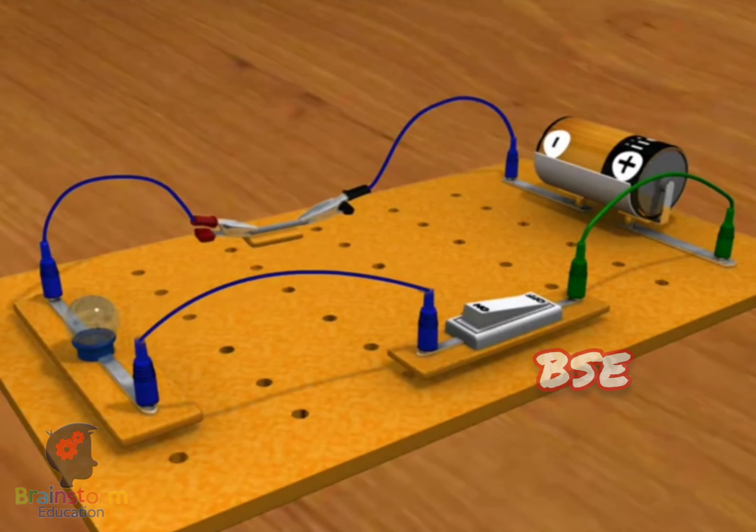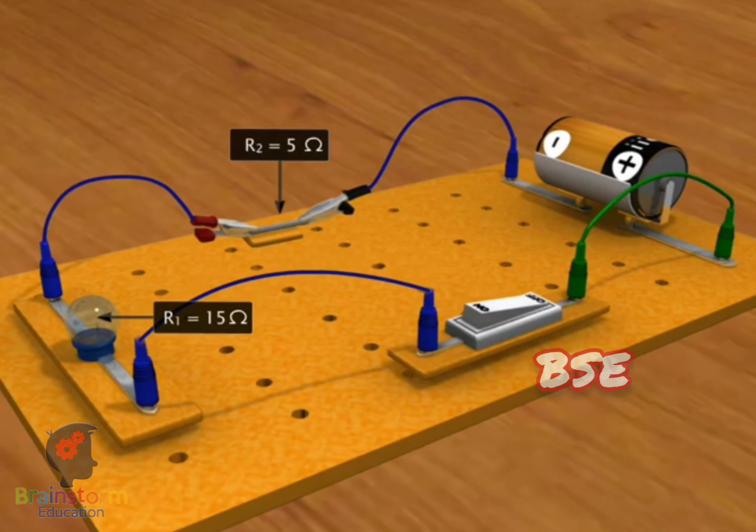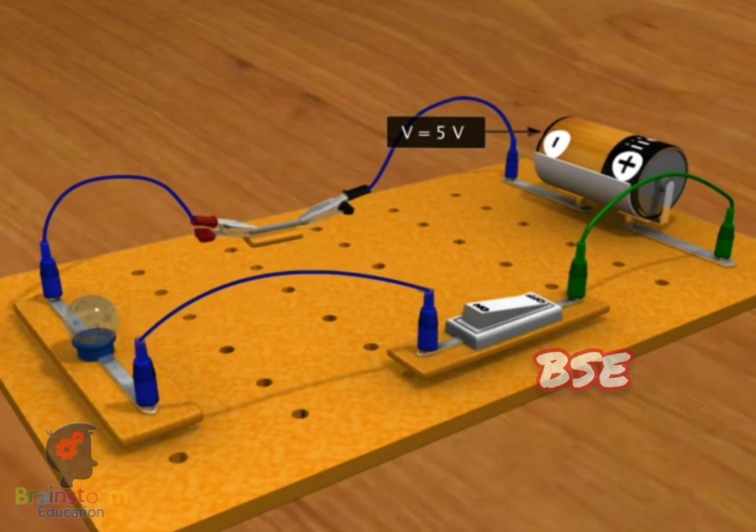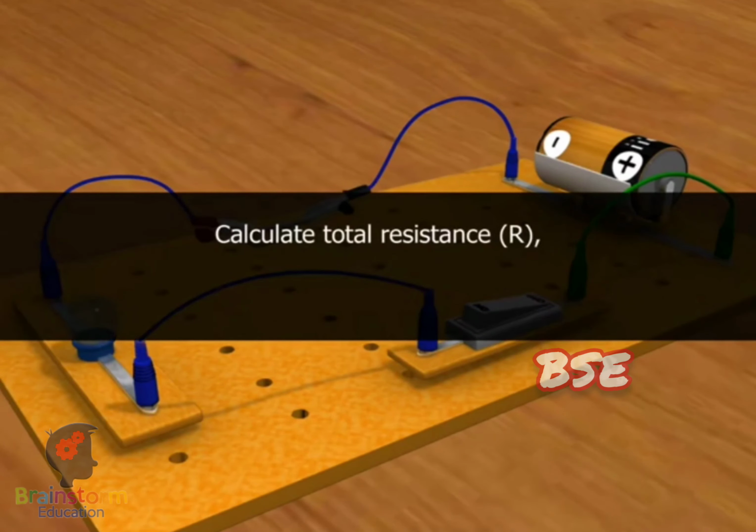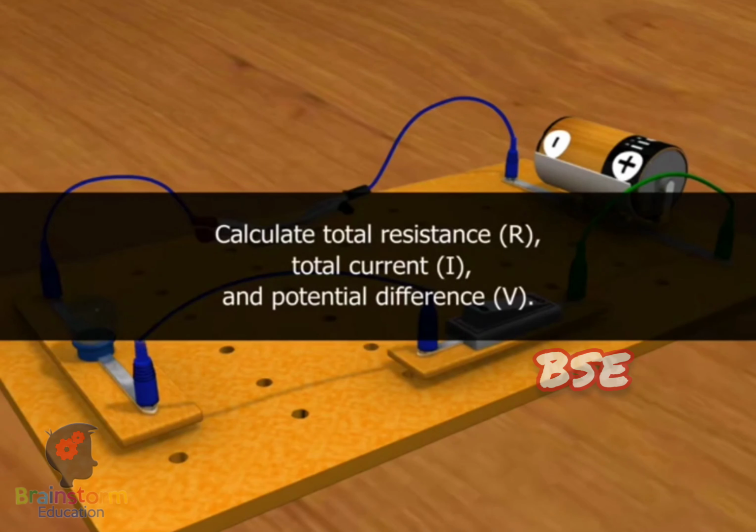Let us do an activity. Consider a torch bulb whose resistance is 15 ohms and a resistor of 5 ohms. Both are connected to a 5-volt battery in a simple connection. Calculate the total resistance of this circuit, the current that passes through it, and the potential difference across the bulb and the resistor.